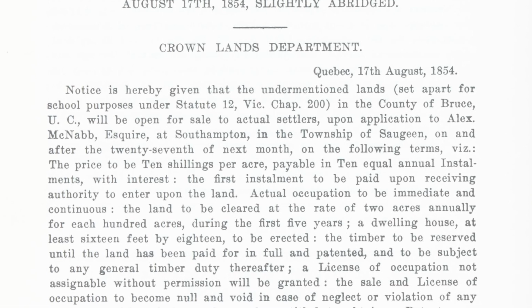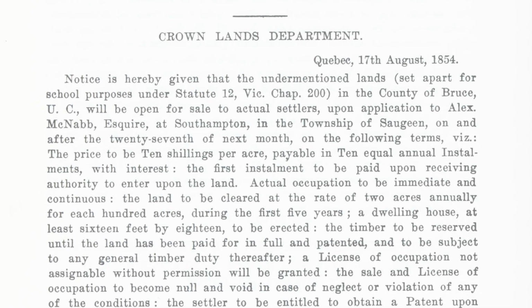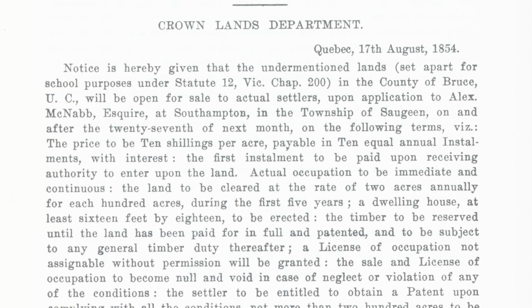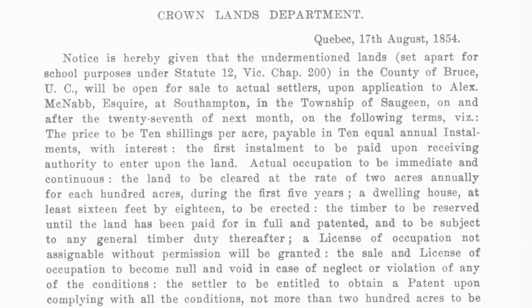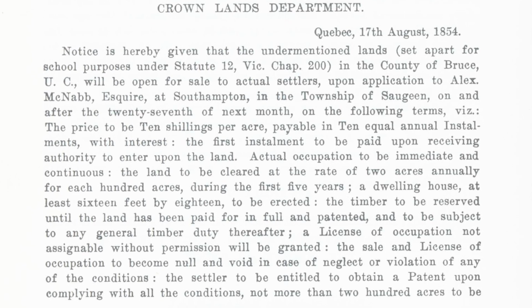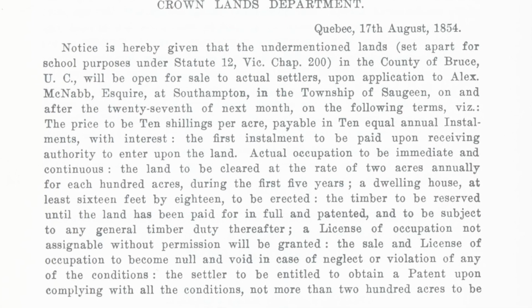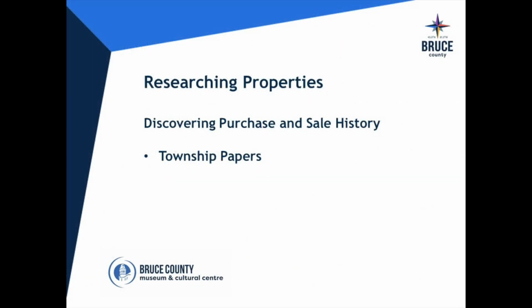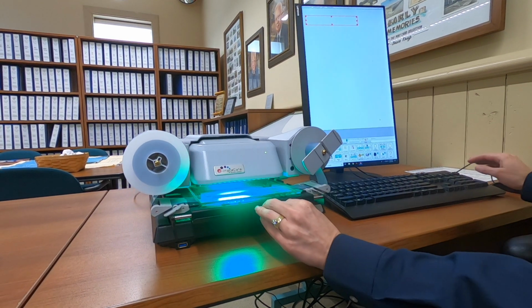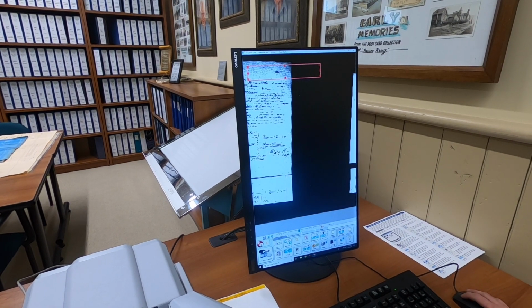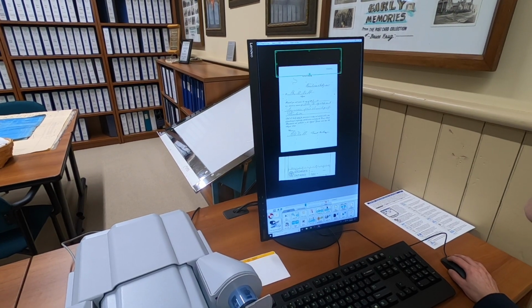For example, 10 annual installments had to be paid, land had to be cleared at a rate of 2 acres annually for each 100 acres during the first 5 years, and a dwelling house at least 16 by 18 feet had to be erected. So it is possible that Donald was living on this land for 10 or more years before he obtained ownership. To view records created about the property before the Crown granted the patent, we go to a series of government land records called the Township Papers. They include occupation certificates, assignment of the right to occupy, certificates of settlement duties, and correspondence with the land agent. The originals are held at the Ontario Archives, and we have copies on microfilm here at the Bruce County Archives.